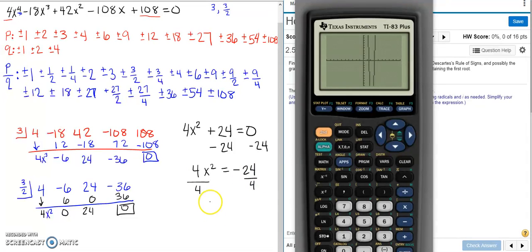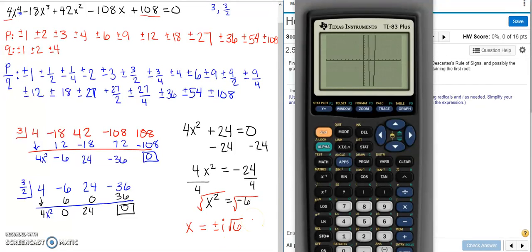Divide by 4. What is that? -6? Yeah. So now I've got x squared equals -6. So if I square root both sides, well, okay, so it's x equals plus or minus, because it's a square root, I square root it, I have to do plus or minus. The negative makes it an imaginary number. So it's plus or minus i square root of 6.